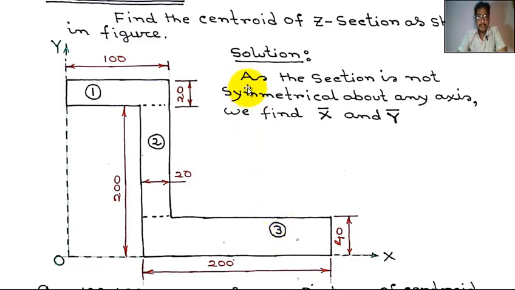Now, solution. As the section is not symmetrical about any axis, we find X bar and Y bar.